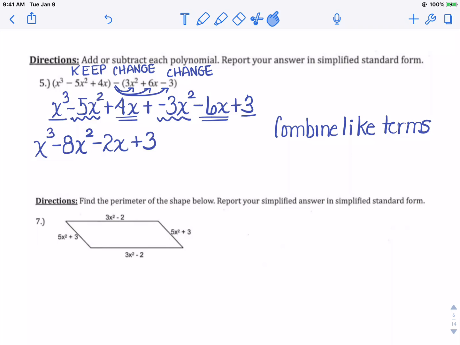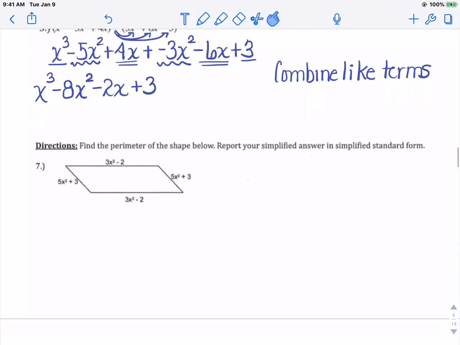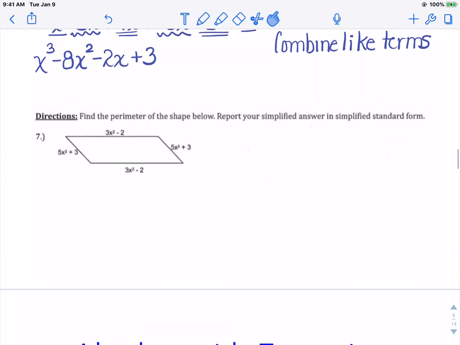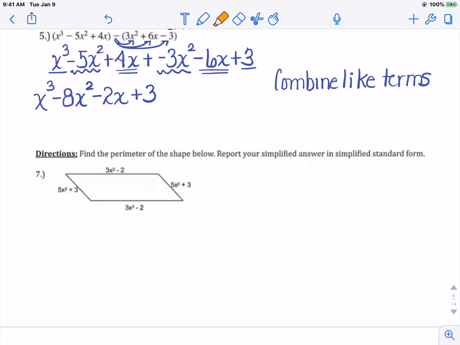Number 6 is an addition problem, and you can pause and do that. Number 7 is a problem that asks you to use it in context, meaning they're going to give you a situation. So find the perimeter of the shape below. So perimeter is always the sum of all the sides. So in the part where we're asking you to practice adding expressions, perimeter, and that's a good keyword for on your note sheet, is asking you to add up all those sides.